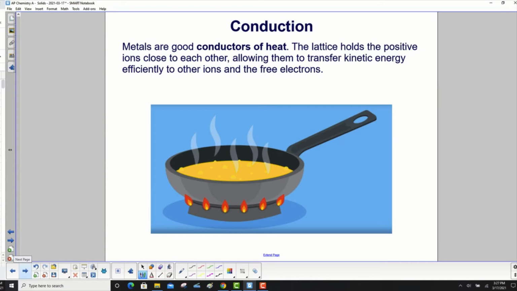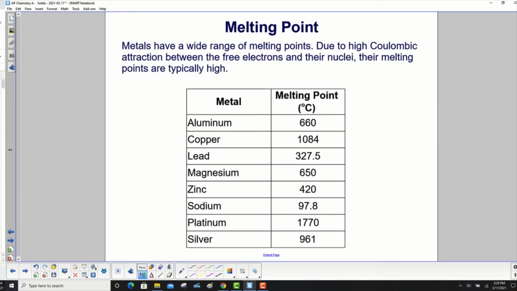The lattice holds the positive ions close to each other, allowing them to transfer kinetic energy efficiently to other ions and the free electrons. Metals have a wide range of melting points. Due to high Coulombic attraction between the free electrons and their nuclei, their melting points are typically high.